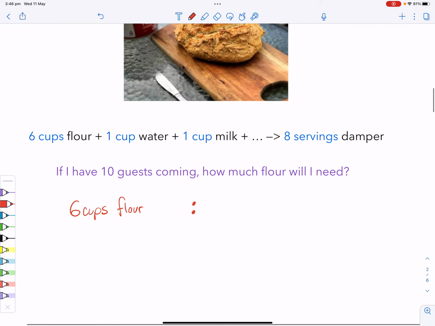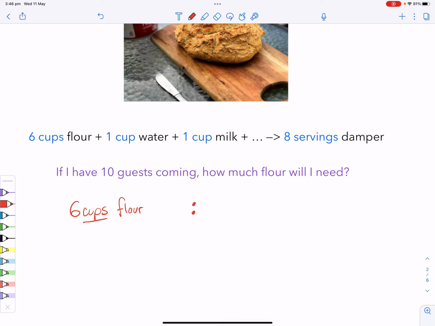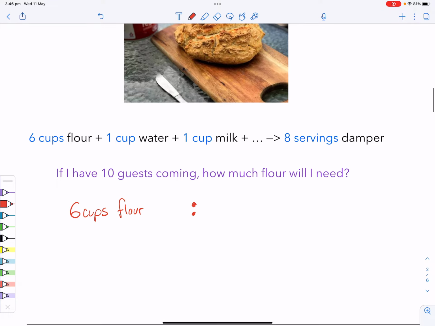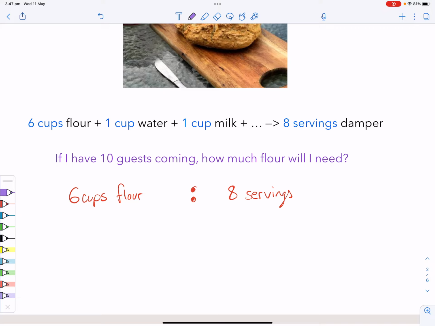Here, everything's measured in cups or servings here. So instead of writing equals, I'm going to use this one here. So I'm treating it like a ratio. So here I got 6 cups of flour is to 8 servings of the dough product, the bread dough. And I'm just going to scale this one down so I know how much 1 serving is worth. So to get that down to a 1, I would divide this answer by 8, which would give me 1 serving.